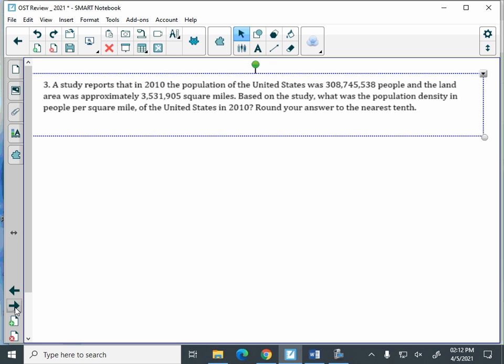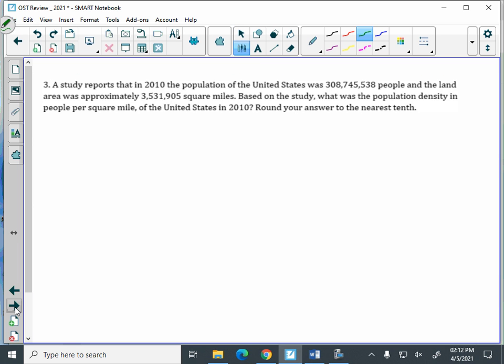And number 3 says a study reports that in 2010, the population of the United States was 308,745,538 people, and the land area was approximately 3,531,905 square miles. Based on the study, what is the population density in people per square mile of the United States in 2010? Round your answer to the nearest tenth.